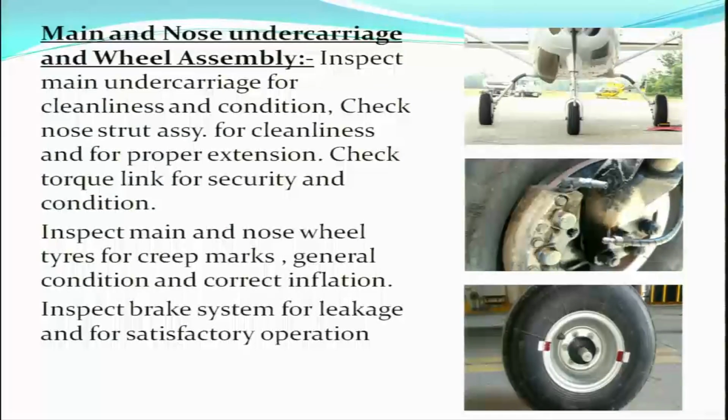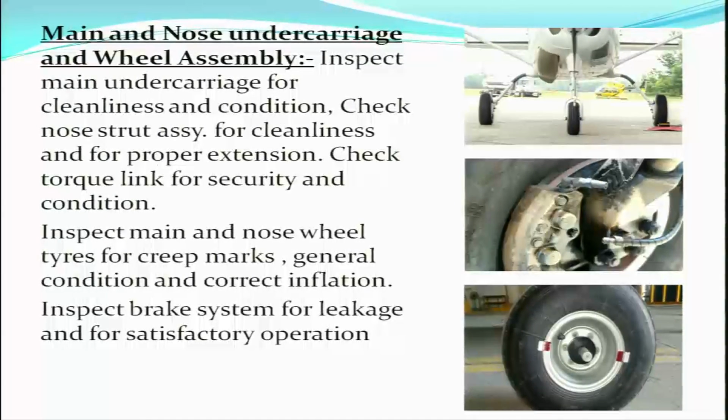Inspect main undercarriages for cleanliness and condition. We need to check whether your landing gears are clean, they are in a good condition. Check the nose strut assembly for cleanliness and for proper extension. The nose strut is to be checked for proper cleanliness and for the proper extension. Check torque links for security and condition. The torque links in the nose landing gear are to be checked for security and condition.